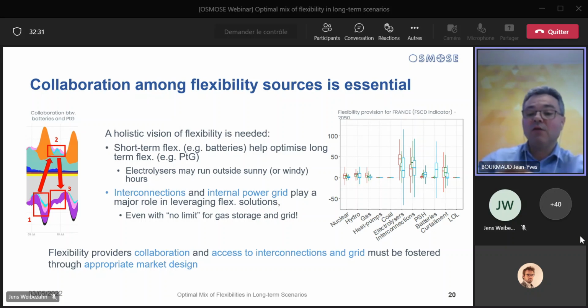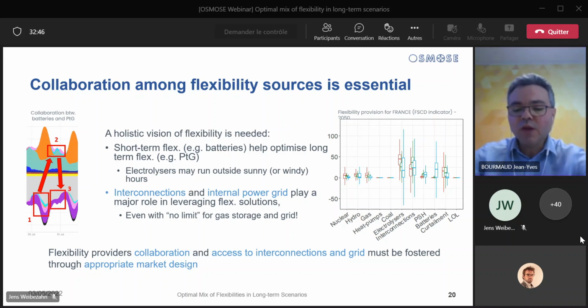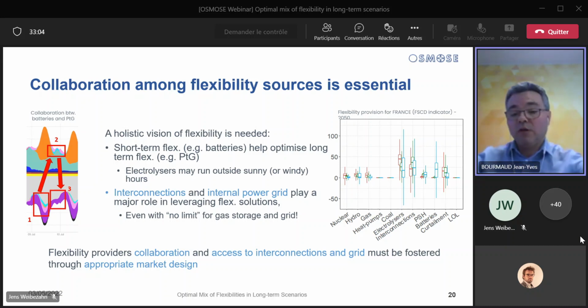On the right-hand side, we use a flexibility indicator developed by Work Package 1 to present the flexibility provision by timescale, namely annual, weekly, and daily, and for different technologies. Without going into details, it shows that interconnections play a major role for all timescales, on par with electrolyzers, while batteries only have a role for the daily timescale. In fact, the power grid can leverage all other flexibility solutions.